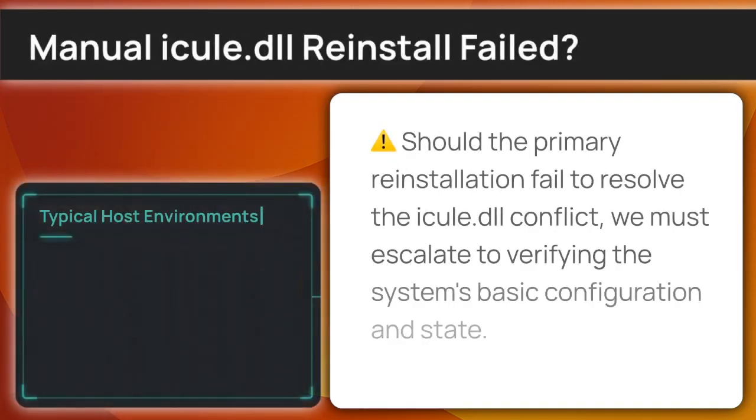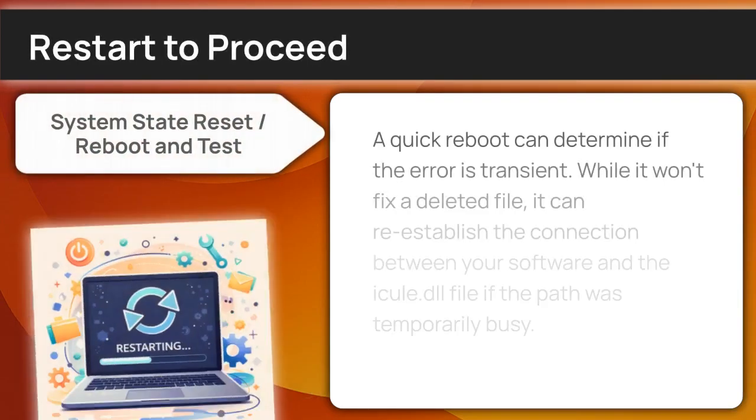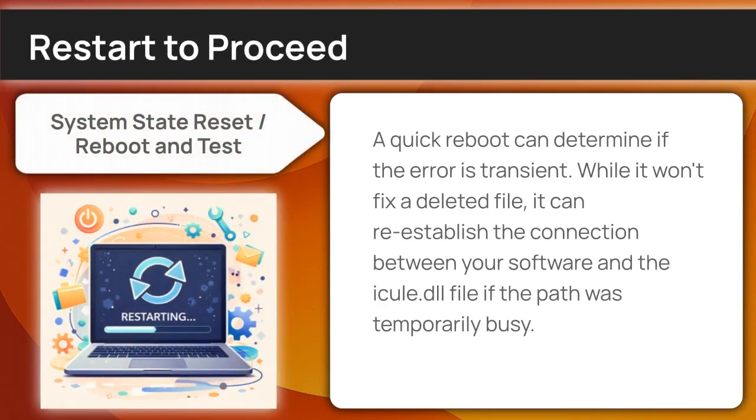If the installer was unable to bridge the gap, we will move to phase 2 of our diagnostic to refresh the system's memory. Performing a restart can determine if the error is just a transient environment glitch. A reboot refreshes your system's path variables and can sometimes re-establish a broken link to the ICU Layout Engine file.